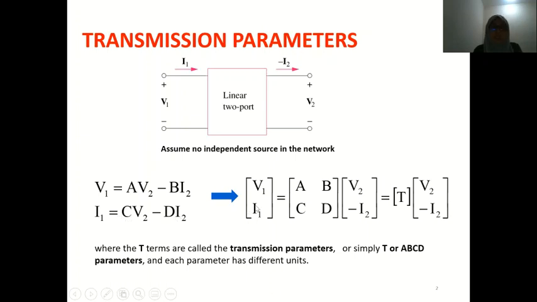We can also put this in matrix form: V1 and I1 equal the matrix A, B, C, D times the matrix of V2 and -I2. This is also represented by the T matrix, or the ABCD matrix, times the V2 and -I2 matrix. The T terms are also called the transmission parameters, or sometimes simply the ABCD parameters. Each parameter has different units.